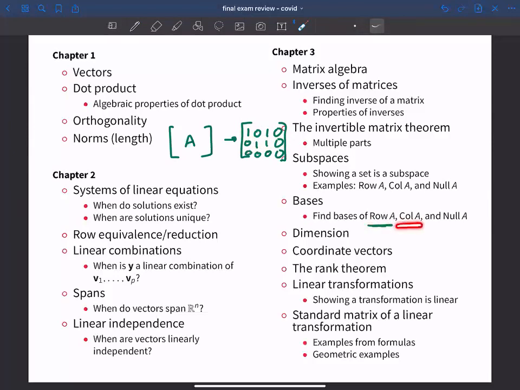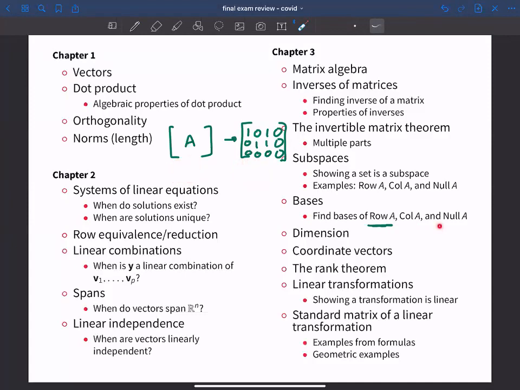To find a basis for the column space, I look at the pivot columns. In this case, it's the first 2 columns. Then I go back to the original matrix, and I take the corresponding columns from A, and that'll give me a basis for my column space.